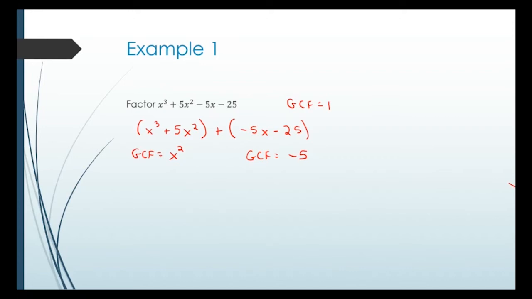Now I want to factor the GCF out of each pair. For the first pair, I've got my x squared, then x cubed over x squared plus 5x squared over x squared. And then my second one, I have plus negative 5, and then I have negative 5x over negative 5. And this is another case where I would take that minus 25 and add it as a negative 25 because I'm dividing by negative.